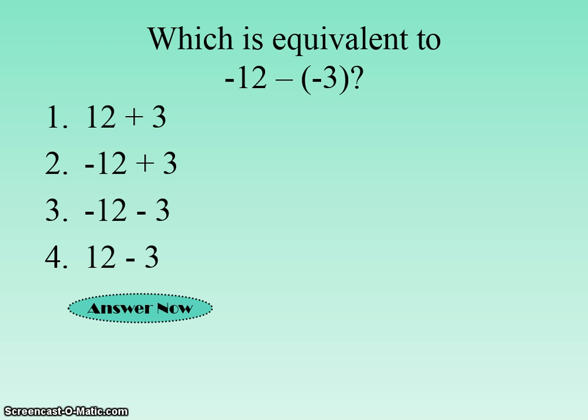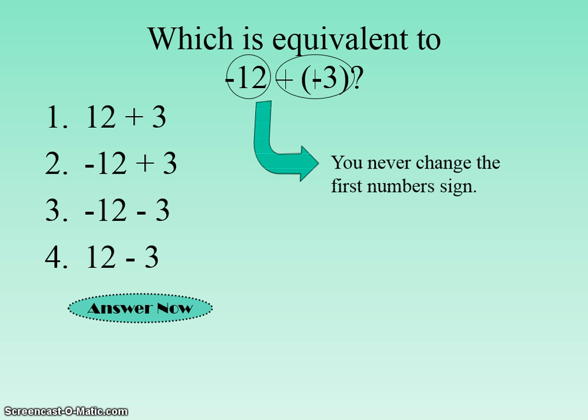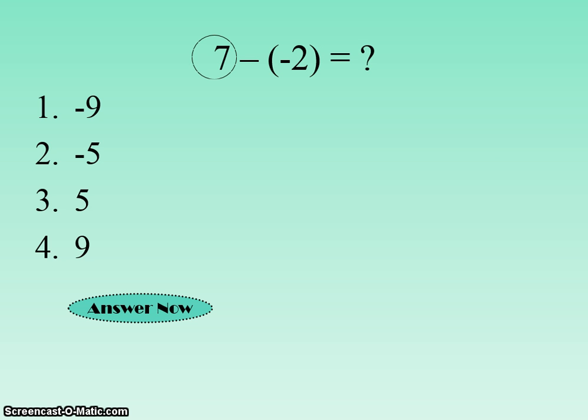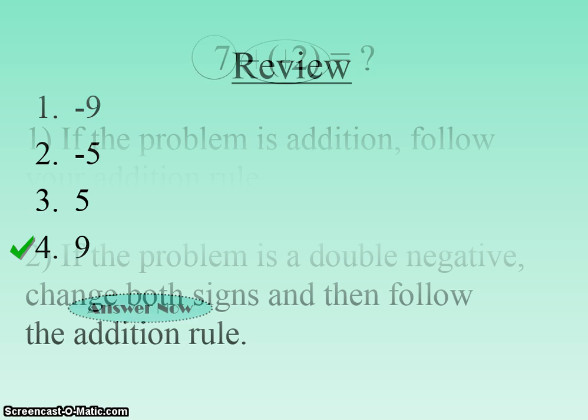Here's another one. You have the double negative, so they both turn positive. Never change the first sign though. It's not changed. Okay? So negative, positive, subtract. Take the sign of the larger, which would be negative. You got it. -9. Okay? Once again, double negatives, change the sign. Positive, positive, we get 9.